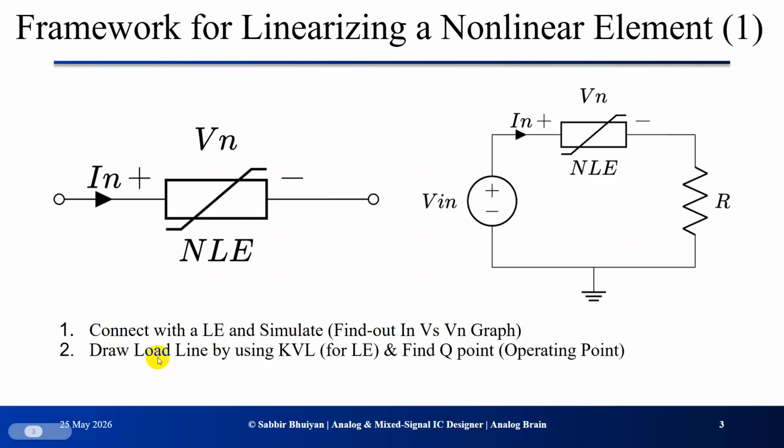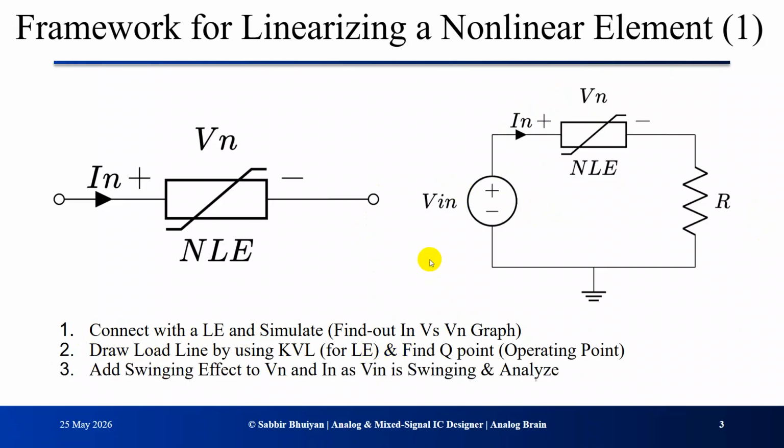So number two, draw the load line by using KVL for the linear element and find the Q point or your operating point. Number three, add a swinging effect to Vn and In as Vn is swinging. We'll add some swinging effect here. This is only DC bias. I will add a small signal across it, on top of this Vn.